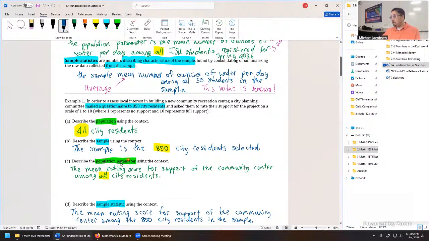So your parameter has to describe the population, all city residents. The statistic only describes the sample. So we said just among the 850 city residents. And to really hammer in that we meant sample, we said it here in ordinary words. Well, any questions, folks? Getting through example 1?